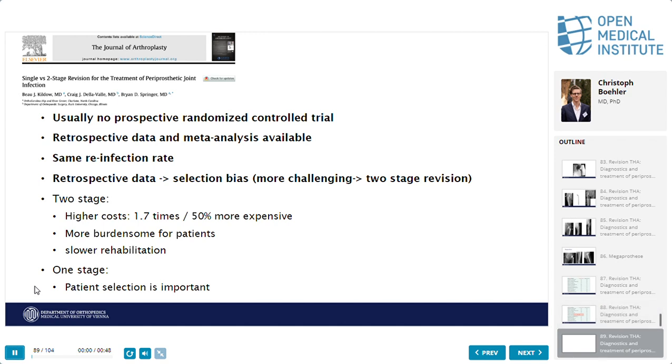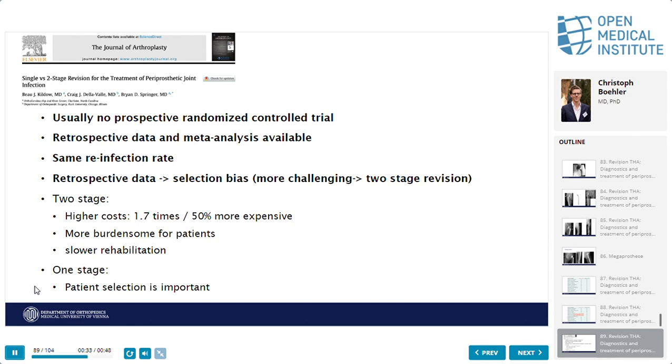So what is better, 1-stage or 2-stage? Usually all the data we have are not from randomized controlled trials. It's always retrospective data, meta-analysis available. And here they claim that the reinfection rate is the same. But as it's retrospective data, there's a selection bias. The more challenging cases are treated with two-stage, they have the higher reinfection rate, is our opinion. The downsides of the two-stage: higher costs, so 50% more expensive.